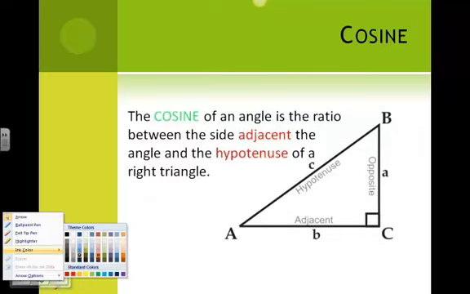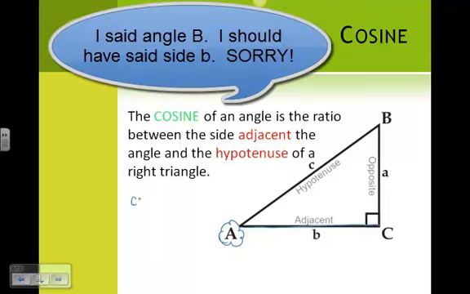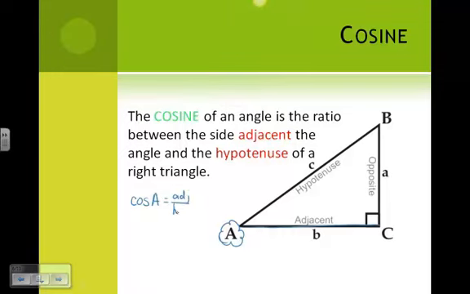Cosine is defined by the ratio between the side adjacent to the angle and the hypotenuse of the right triangle. So adjacent means next to. So the adjacent side would be b, and then the hypotenuse would be c. So the cosine of angle A would be the adjacent side over the hypotenuse, which is b over c.